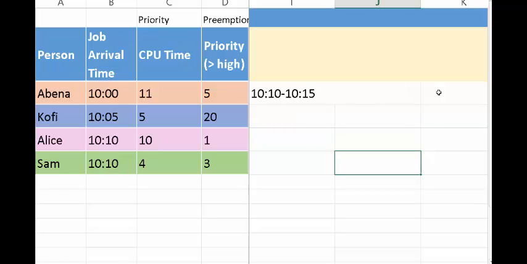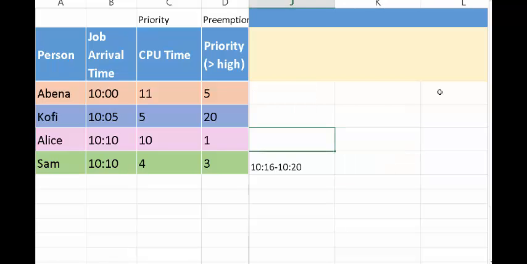And then the next person, they are all in. Oh, sorry. She does for 6. So sorry, 10:10 to 10:16. She does 11 in total. So 5 the first time, 6 the next, followed by Sam. That's 10:16 to 10:20, and finally this one goes from 10:20 to 10:30.